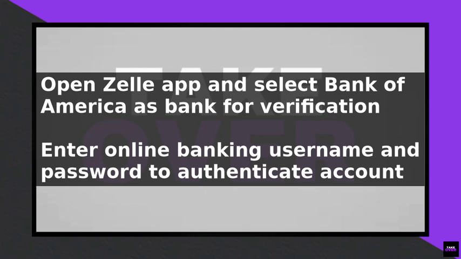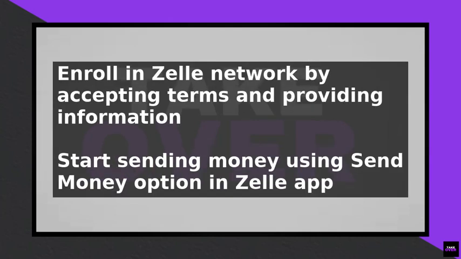To do this, select the Send Money option in the Zelle app and enter the recipient's email address or mobile phone number. Choose your Bank of America account as the funding source and enter the amount you want to transfer. Review the transaction details to ensure everything is correct. Then confirm the transfer. The recipient will receive the money directly into their bank account, usually within minutes.